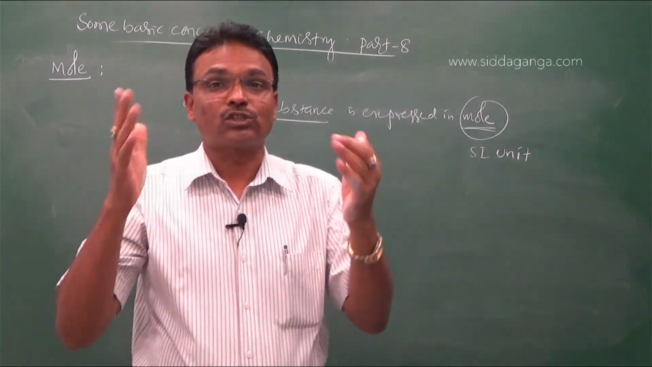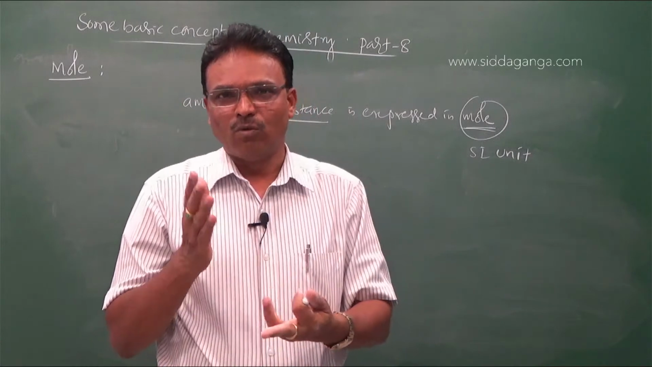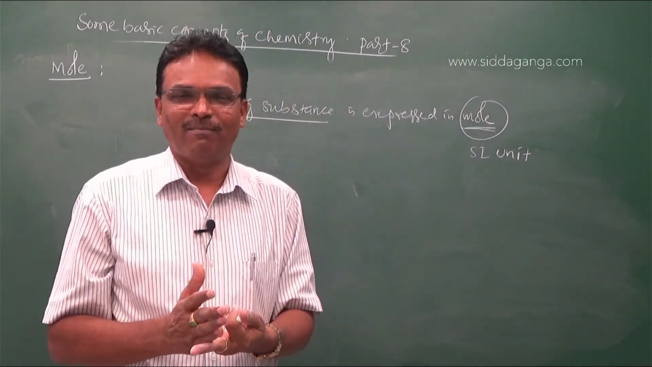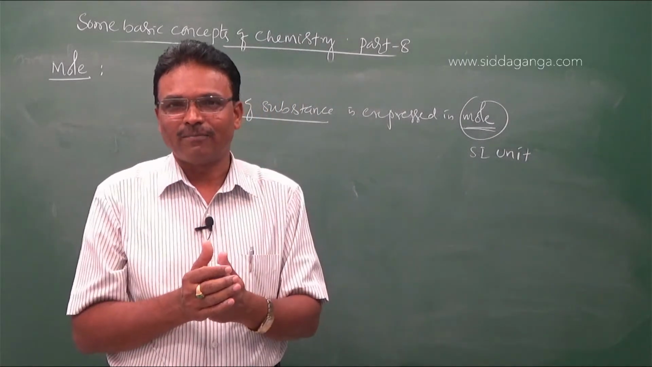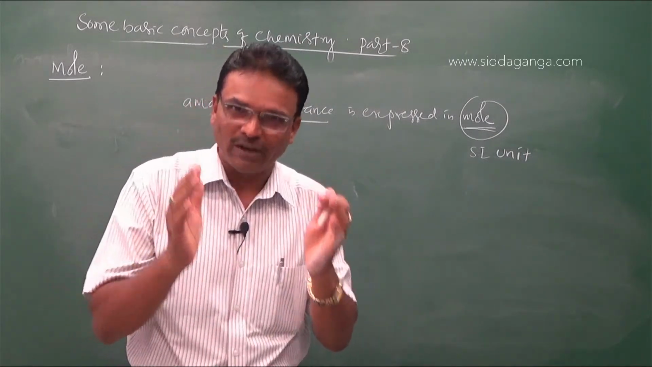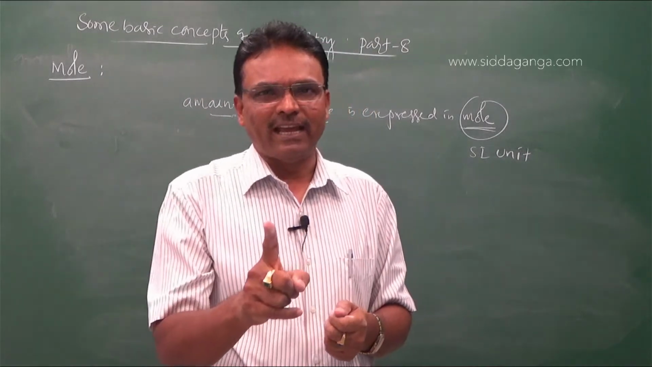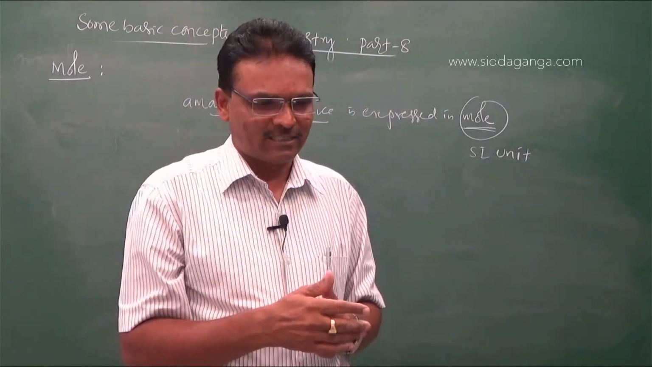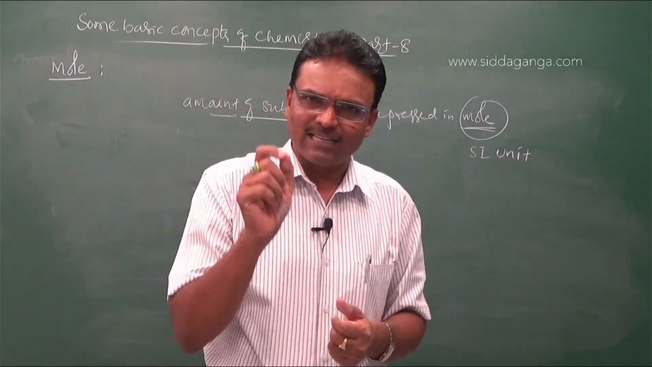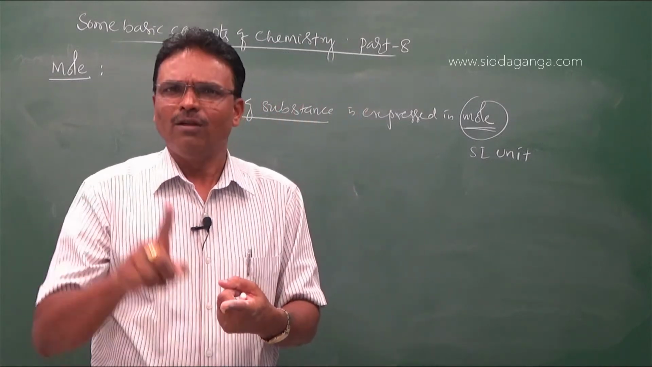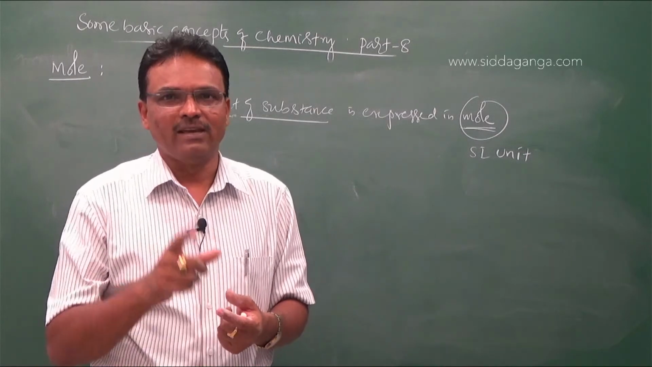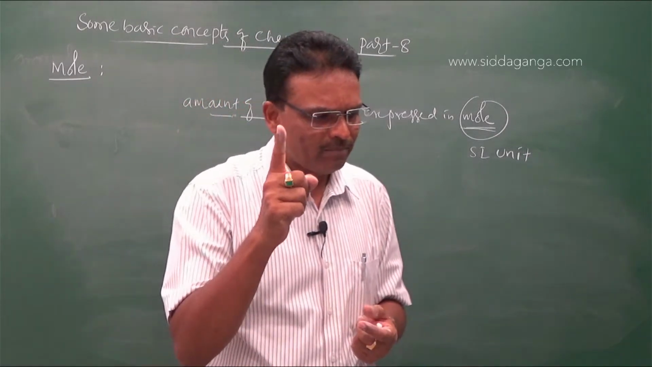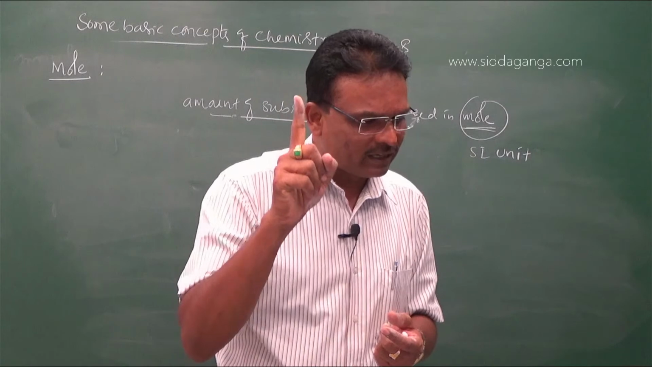Quantity, amount means how much? 1 kg, 2 kg, 3 kg, 4 kg. That is the quantity which contains Avogadro number of particles. Particles can be atoms or molecules, we say it generally. Clear? Remember well, mole is the quantity.